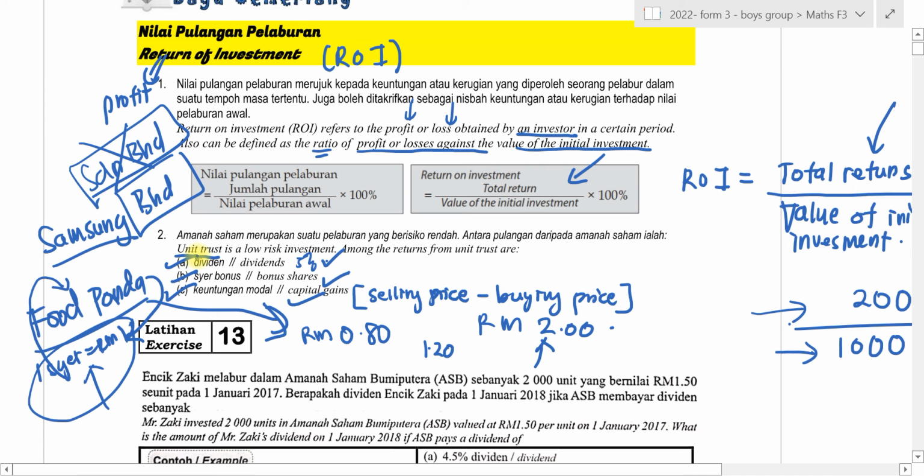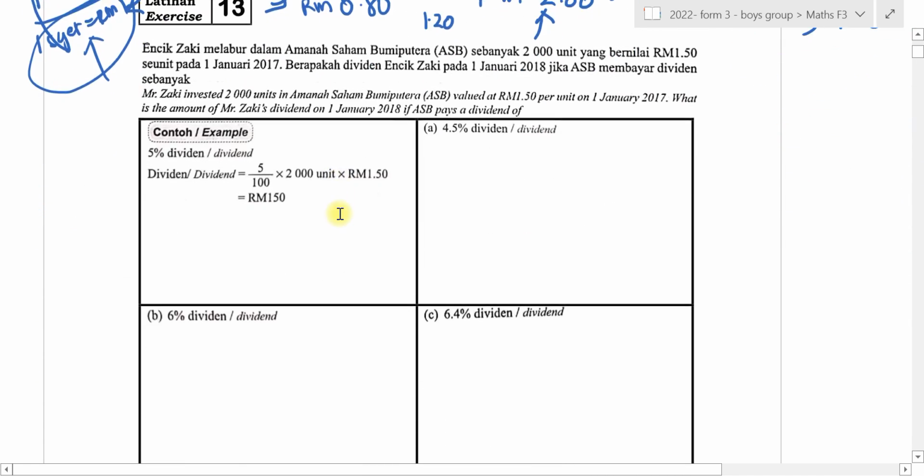Okay. Let's look at the following questions. Mr. Zaki invested 2,000 units in Amanah Saham Bumiputera. ASB is only for Bumiputera, sadly. This one is government controlled. They cannot have the loss. Other investments can have the loss and maybe you are not getting anything. So it's not like you invest, you must get the profit. No. Sometimes the company goes bankrupt, you cannot do anything.